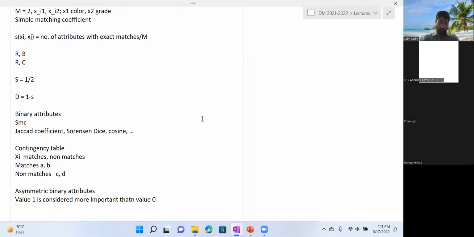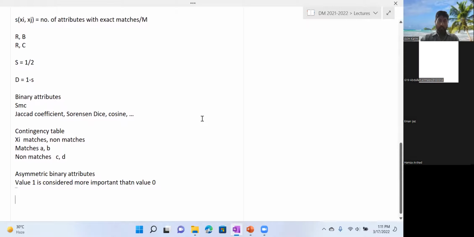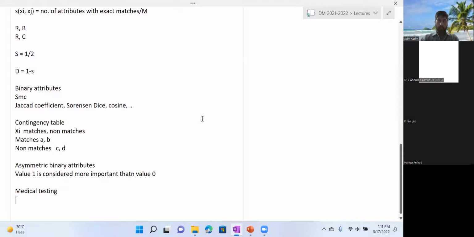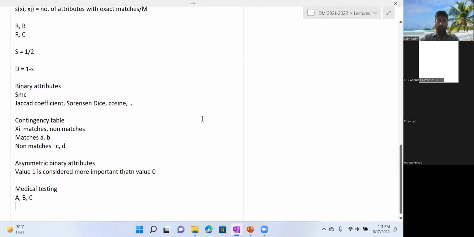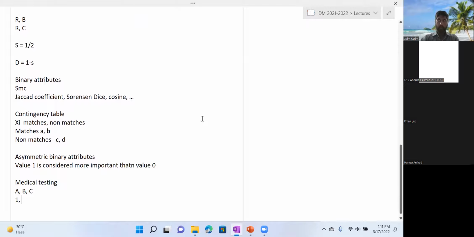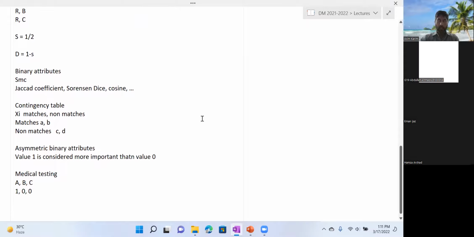And a typical example that is given for this is, let's say, medical testing. So for example, medical diagnosis, you have, let's say, test A, test B, and test C. And let's say you have two examples. The first object has 1, 0, 0, and the second object has 0, 0, 0. So test A is positive for person 1, while B and C are negative, or 0. And the second person has all the tests as negative.